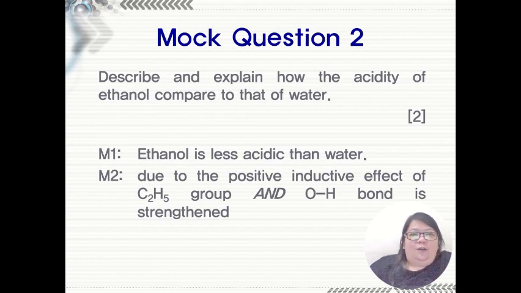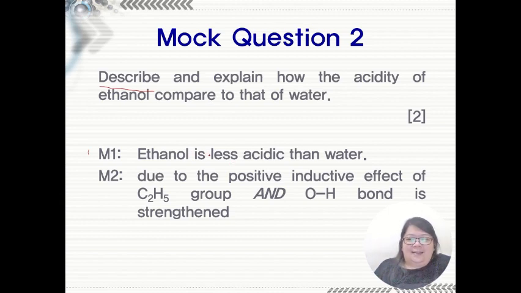Now, let's look at mock question 2. You can be asked to describe and explain how the acidity of ethanol compares to that of water. They can change this ethanol to any alcohol, and you still answer the question using the same point. Whatever alcohol you are given, you always say that it is less acidic than water to get the first mark, because you are asked to describe the acidity compared to water. So you should always tell which one is less acidic first.